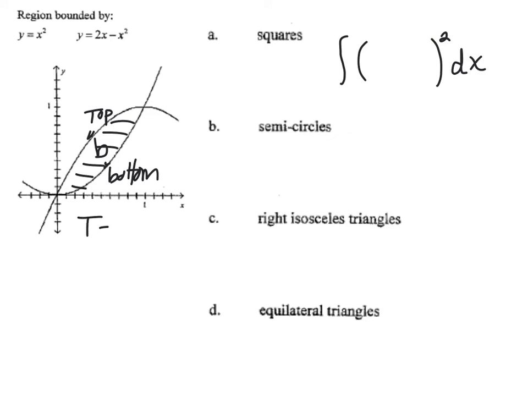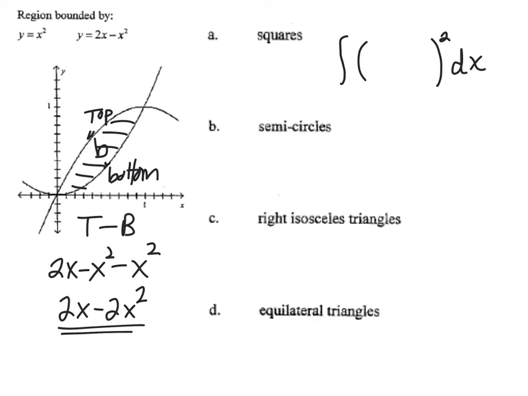So top minus bottom. Well, the top is 2x minus x squared. And the bottom is just x squared. So you've got 2x minus 2x squared. And that's going to be your function, the area between the base. And that, my friends, is what goes between here. So 2x minus 2x squared.